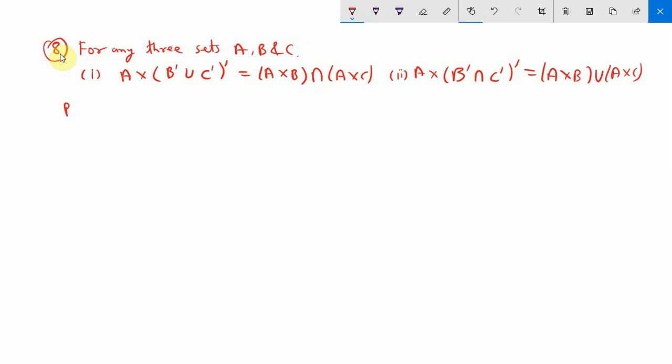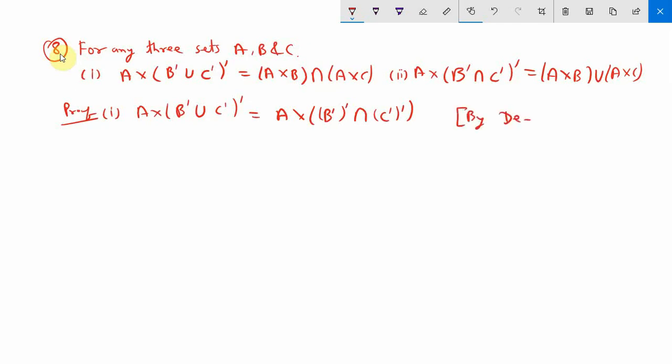Okay, so how can we prove this? First we prove one. So we can write A × (B' ∪ C')' is equal to A × (B'' ∩ C''), the complement of the complement, by De Morgan's law. Please see the set theory.